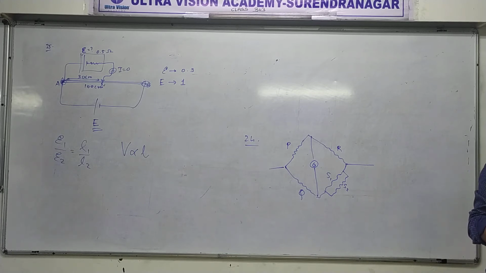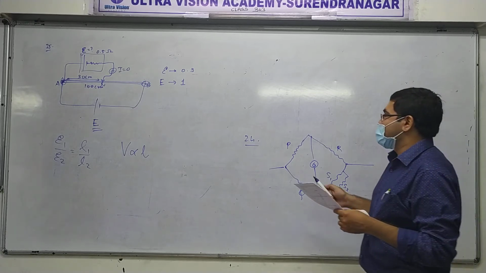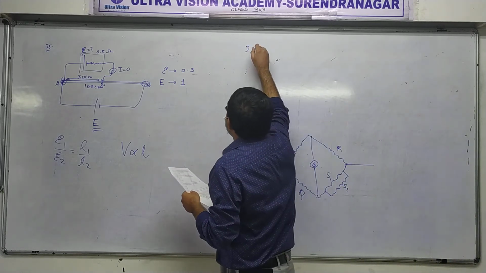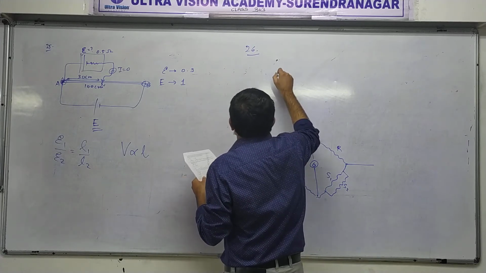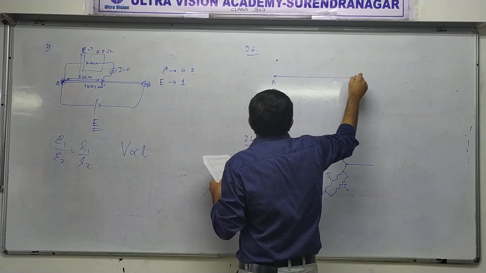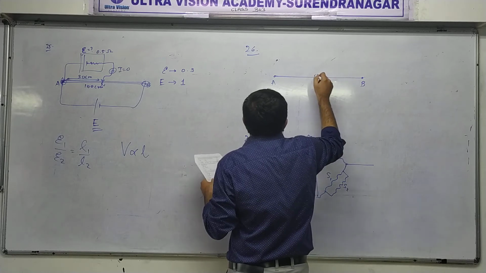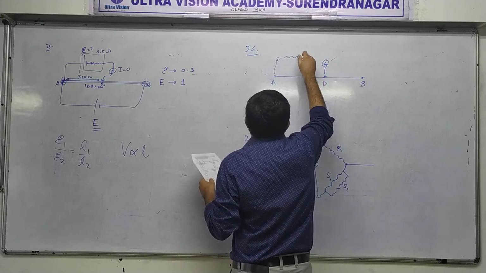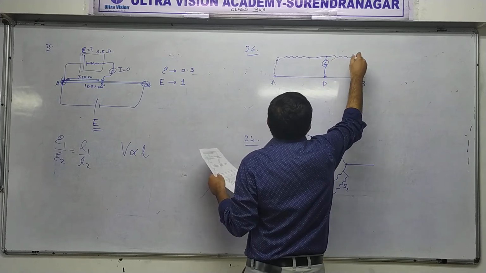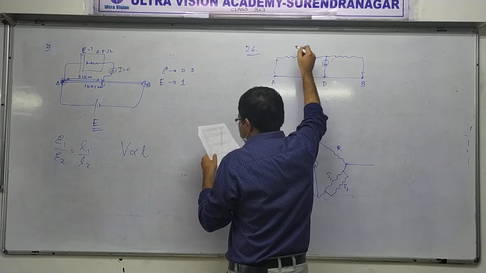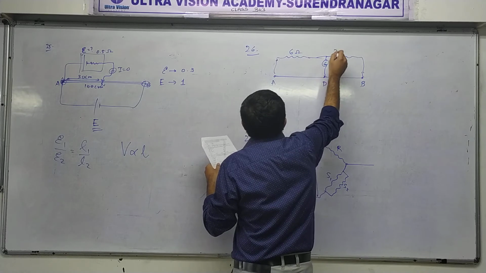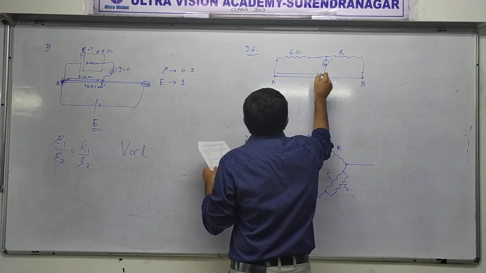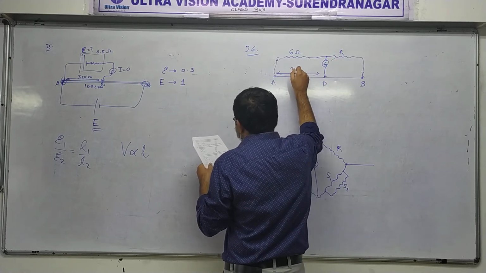When AD is 30 centimeter, no deflection occurs in the galvanometer. So what is the null point? At 30 centimeter from A. Here is A, here is B. This is the potentiometer wire. Here is D, where we have a null point. How much is this resistance? 6 ohm. And how much is this? R. And this distance is 30.